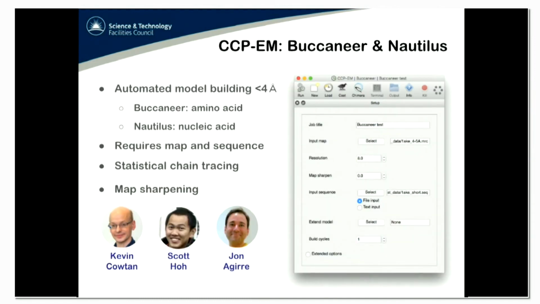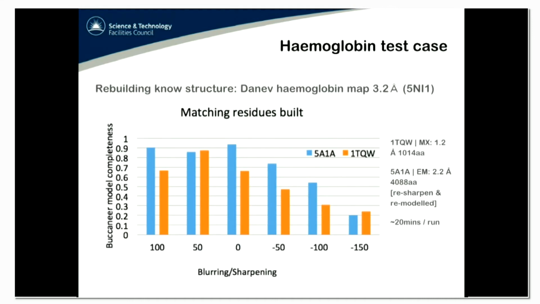Okay, what happens if you don't have a model at all, just a sequence? Then you can use a CCP-4 tool that we've co-opted called Buccaneer to build amino acid sequences, or its sister algorithm Nautilus to build nucleic acid sequence. So you just provide it a map and a sequence, and it will do statistical chain tracing to build your map for you. And this works pretty well, especially at high resolution.